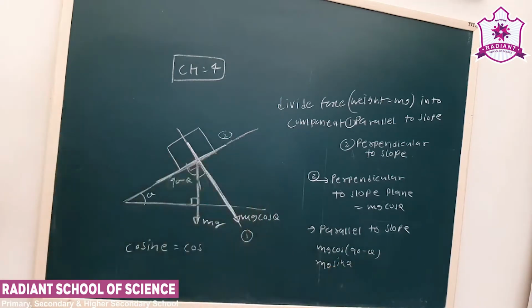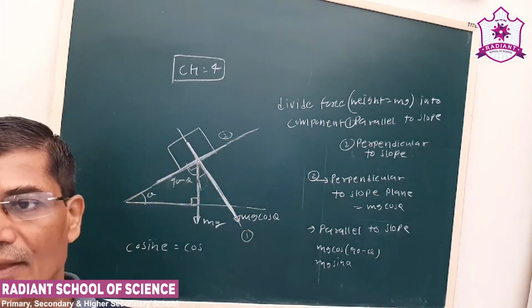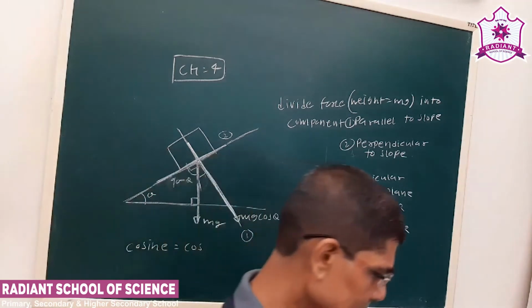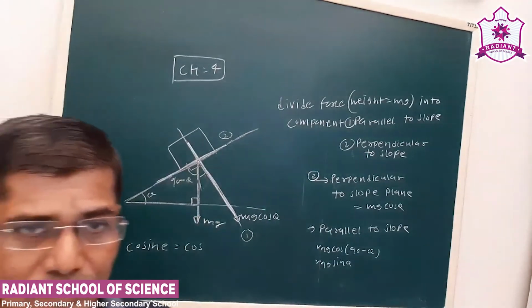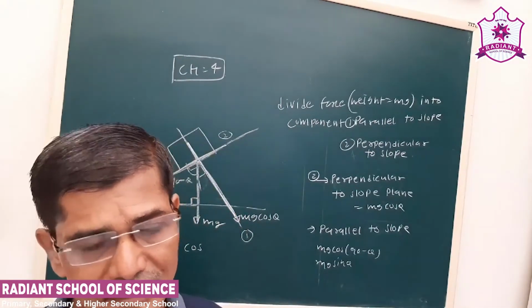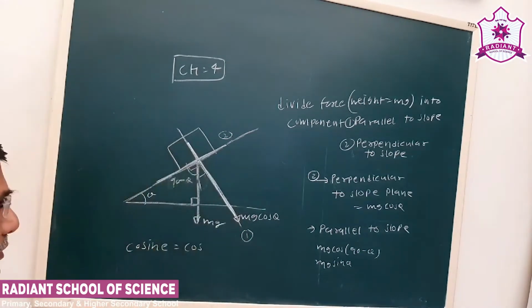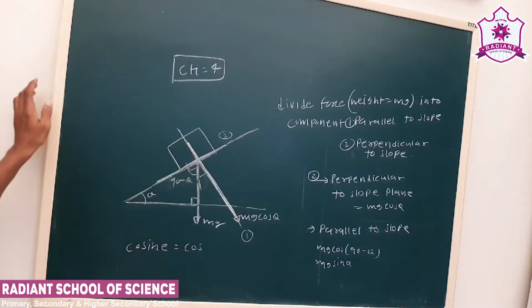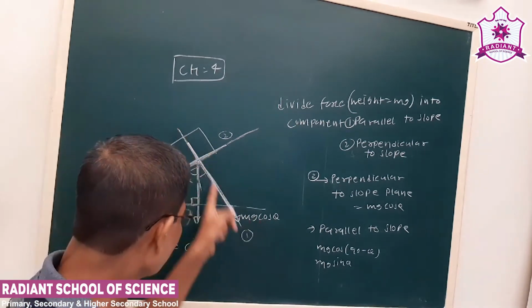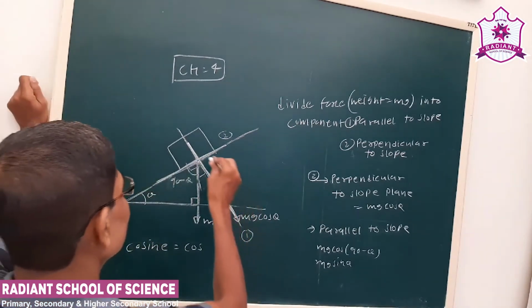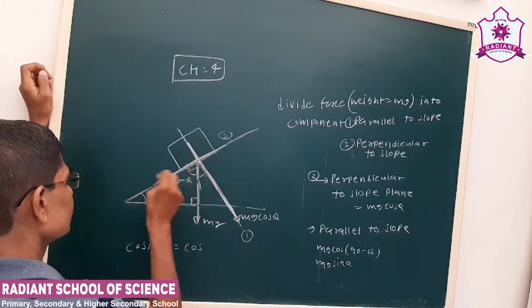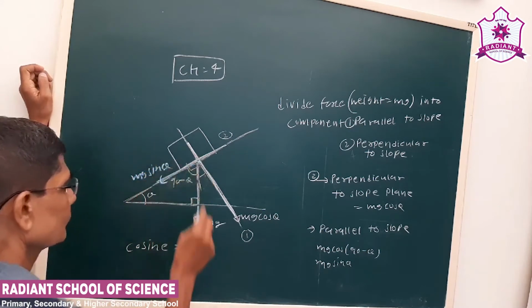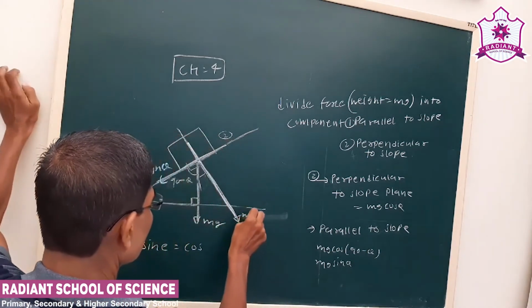Now you can understand the importance of the refined definition of the component of a vector. That is, the component of a vector in any direction is the product of the magnitude of the vector and the cosine of the angle made with the given direction. So naturally you can see here, divide the weight force mg into two components. One which is perpendicular to the plane is mg cos theta, and this component, you can write. Now this is our mg.